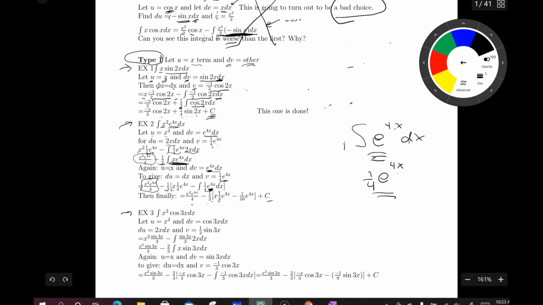So this c just hangs out way at the end. It does not need to be multiplied times any constant. This is a fine answer. You don't need to go multiply this all through. Just make sure that you've got the parentheses in the right place.